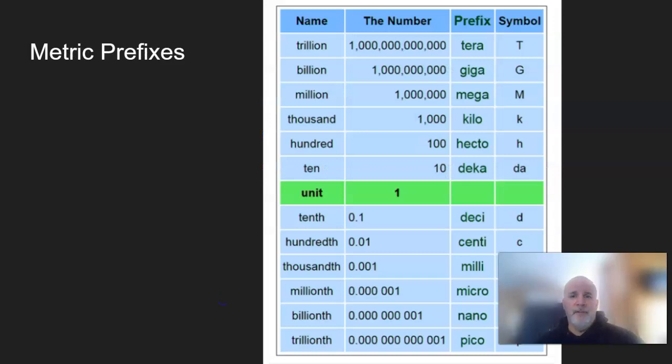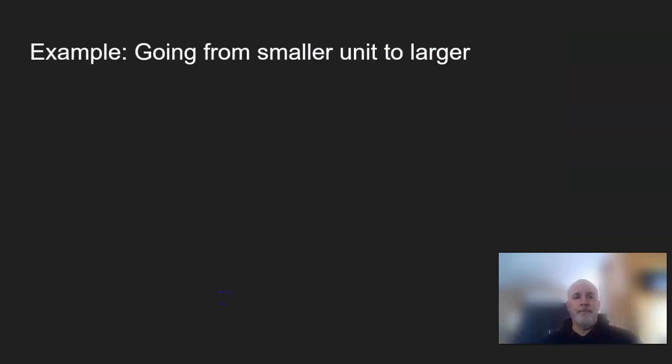Here are some metric prefixes, just in case you hear them. You commonly hear them with computers when they talk about gigabytes and terabytes and megabytes or megs. So tera is a trillion. It's a big number. Giga is a billion. Mega is a million. Thousand is kilo. And then, of course, we've got the base unit. And then we go into deci, centi, milli, micro, nano, pico. And it just kind of keeps going.